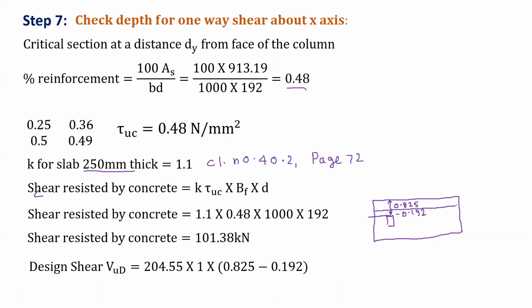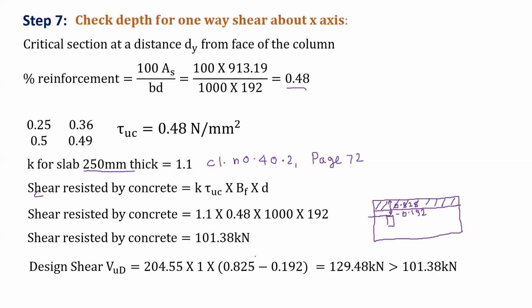We have considered this, if you remember, in the first footing, and this we have to consider. Now here again, instead of considering 6.6 meters, we are considering 1 meter, because the width we have already considered 1 meter in slab, and therefore we have to go only 1 meter. So this is 1 meter width, and this will be this distance. And then VUD we will get from here 129, which is greater than 101.38. So we have to increase the reinforcement.